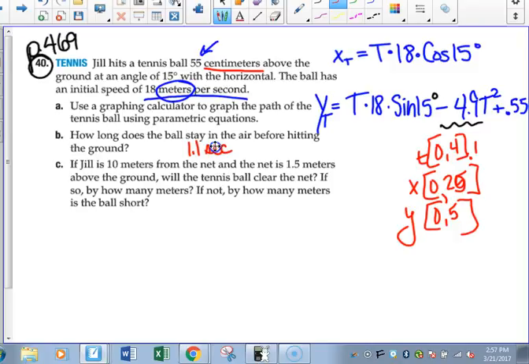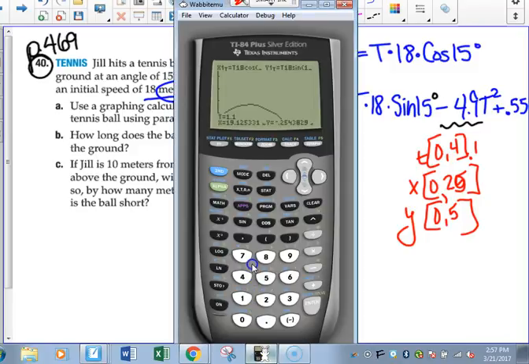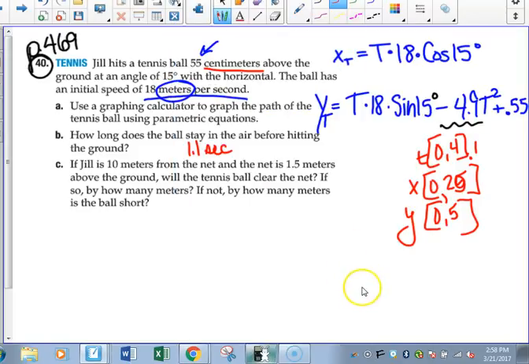If Jill is 10 meters from the net and the net is 1.5 meters above the ground, will the ball clear the net? Okay, so it's got to go 10 meters, and then we find out what the height is. Okay, so how do we go 10 meters away from us? X has to be 10. So let's fiddle around till X is 10. Around there somewhere. It's close. But does she clear 1.5? Yes. Barely, but yes. It's a good shot. Just clears the net, right?